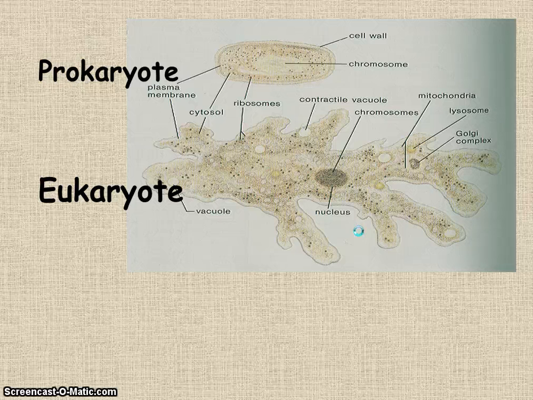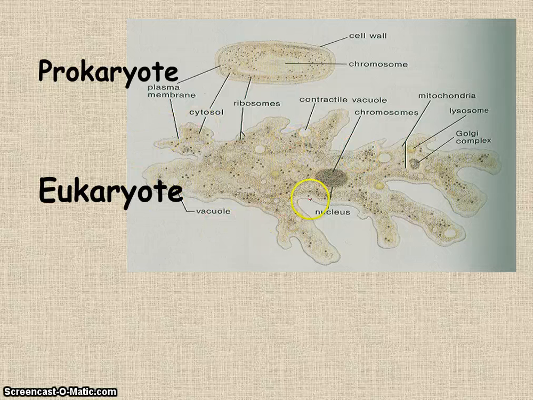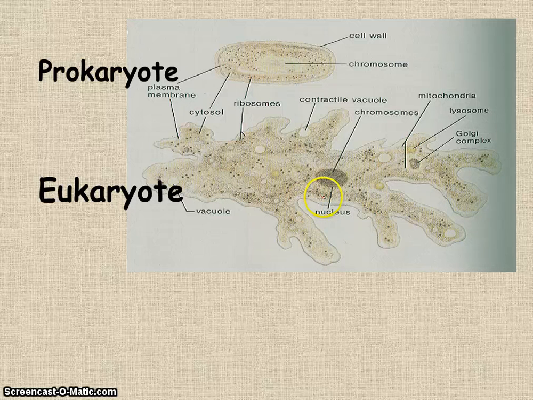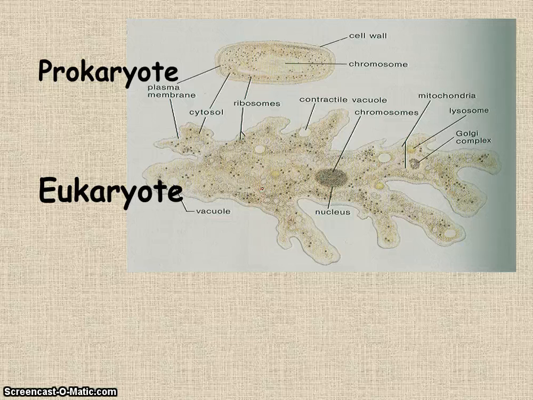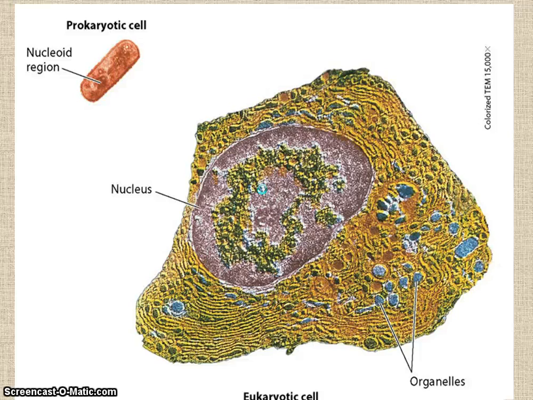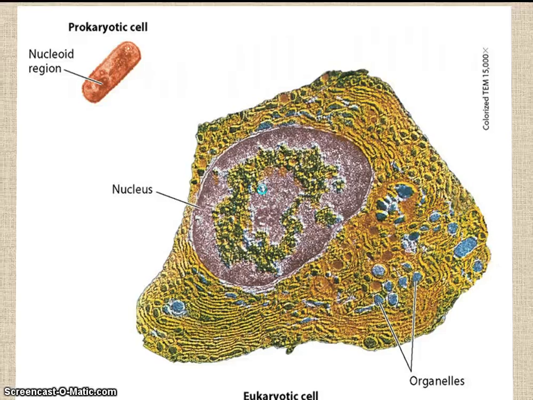Now, just to show you the size difference, this is a prokaryotic cell, and this is an amoeba, which is still very small. These are both microscopic. This is the eukaryotic cell. You can see that there's a lot more going on inside of the eukaryotic cell, and this is where we're going to focus most of our attention when we go through this unit. Again, just showing you the size difference.